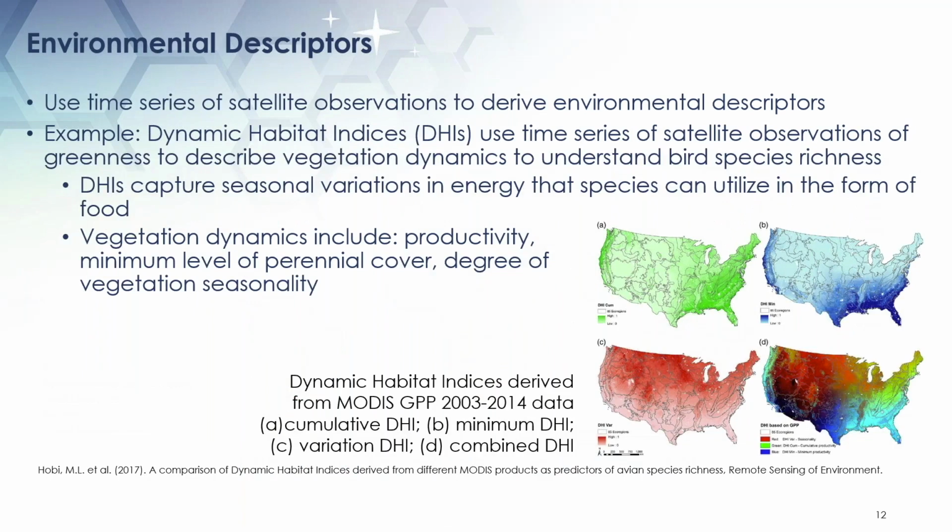Satellite images can also be used to generate maps of environmental descriptors, like those shown here, related to habitat health. So for example, vegetation health, along with other habitat metrics like productivity, could be used to identify bird species richness, for example.